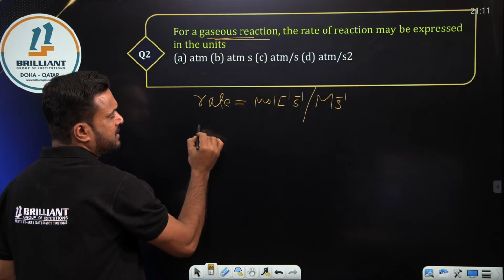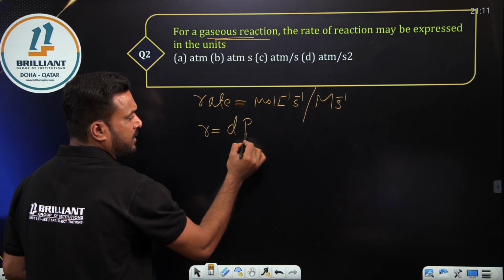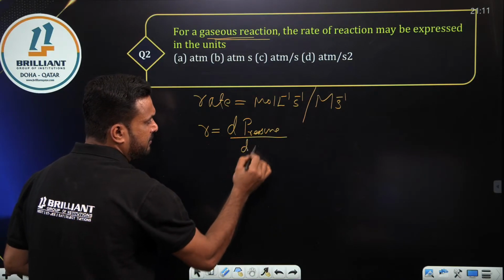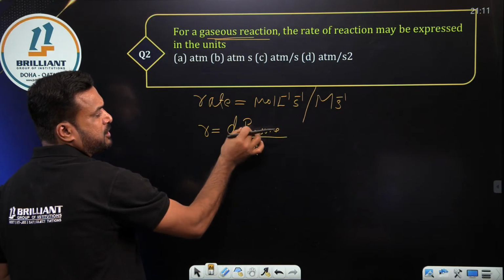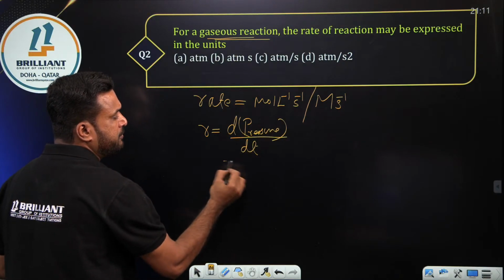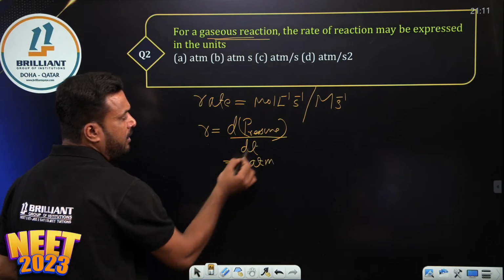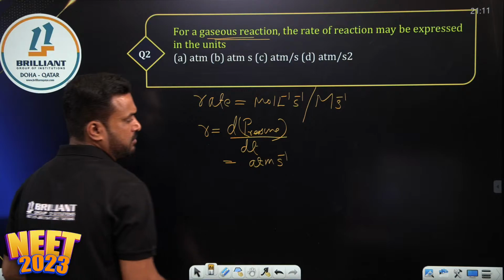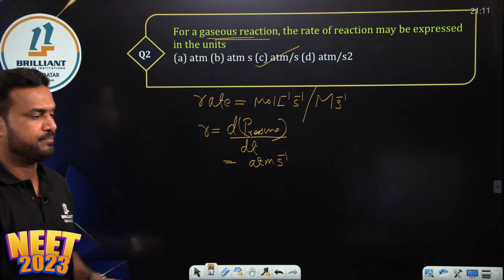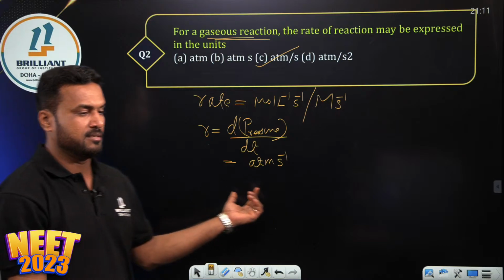So in case of a gaseous reaction, we can write rate is equal to, just like before, d of pressure divided by dt. d of pressure means, just before we did, P2 minus P1. So d of pressure divided by dt, where pressure is given in atm. So in the numerator we can take pressure in atm, and in the denominator it will be second. So second raised to minus 1. So atm second raised to minus 1 means atm per second. Yes, correct, it is atm second inverse.